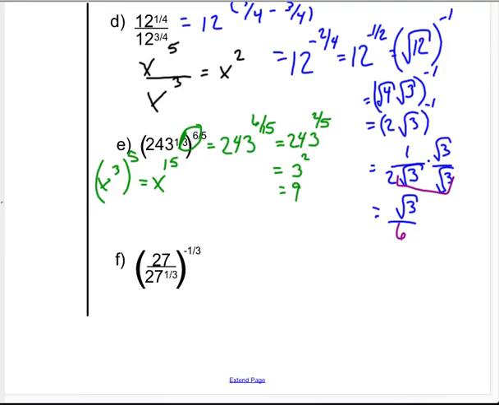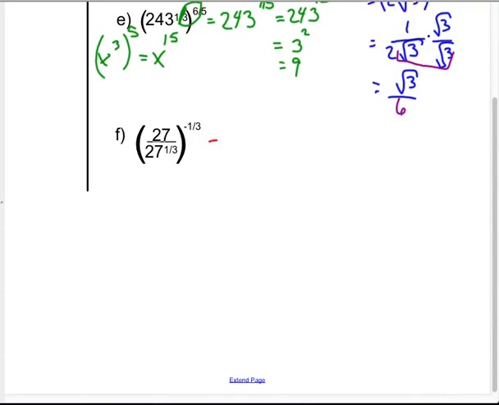Remember, the numerator is the power, denominator is the root. That's really all you have to remember with these rational exponents. Everything else you already know. You've already worked with properties of exponents. So they're not as scary as they first look.